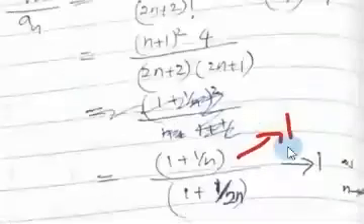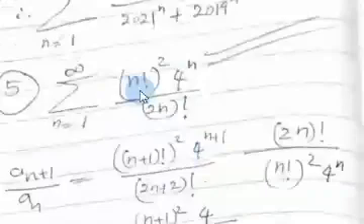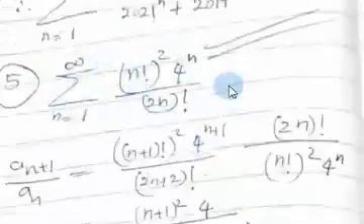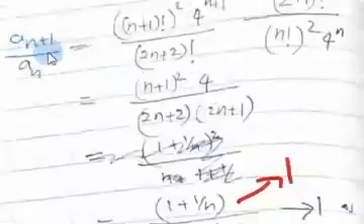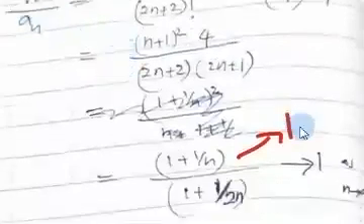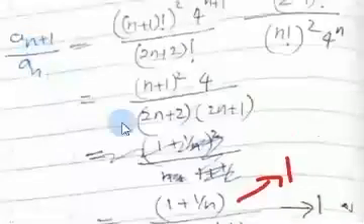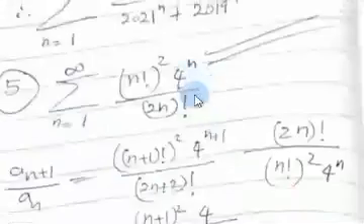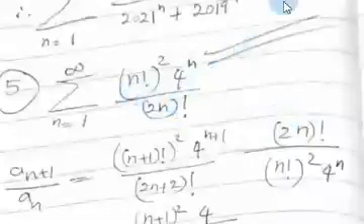If the limit of the ratio is less than 1, you can conclude that this infinite series is convergent. If the limit of this ratio is bigger than 1, you can say that this is divergent. But if this ratio goes to 1 as n tends to infinity, you cannot say whether this infinite series is convergent or divergent.